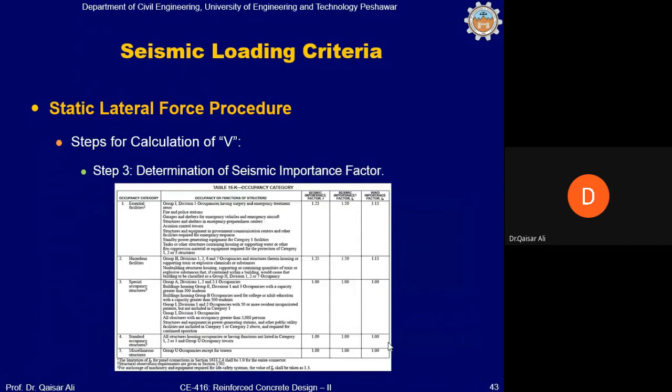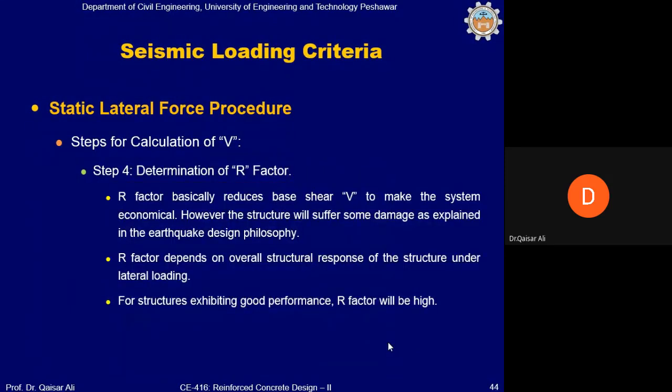An important factor, as I said earlier, is 1.25 for essential buildings and 1 for ordinary buildings. The R factor basically reduces base shear because it is in the denominator. So it reduces base shear V to make the system economical. However, the structure will suffer some damage as explained in the earthquake design philosophy.